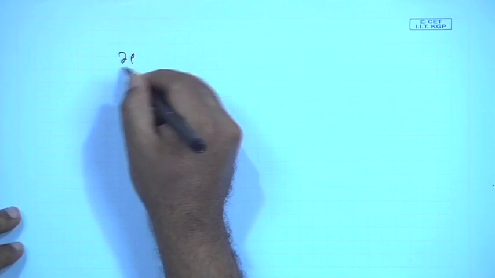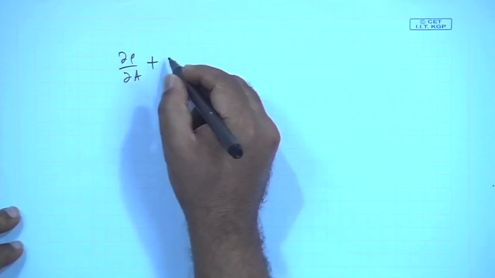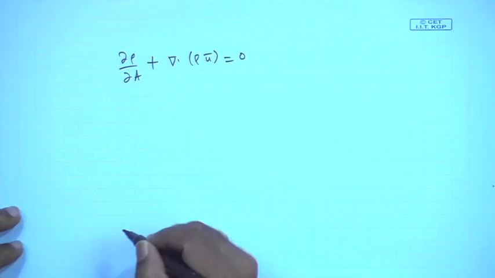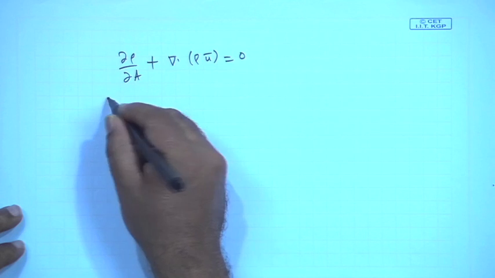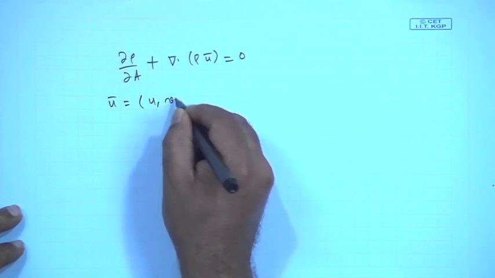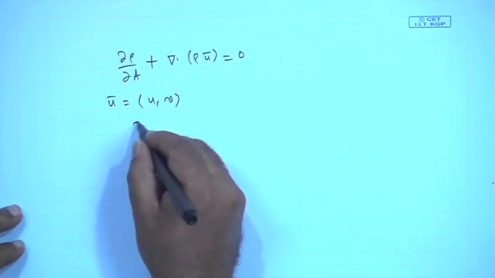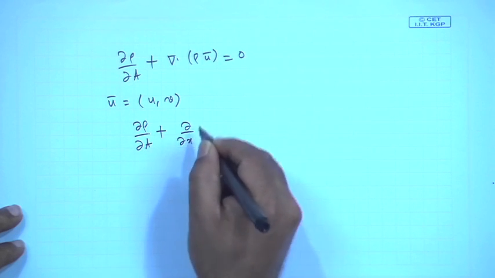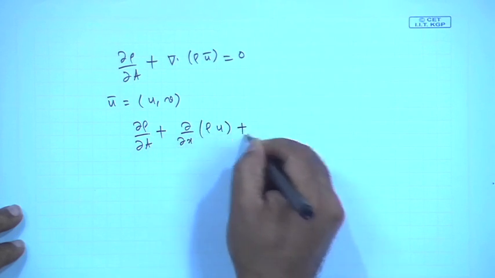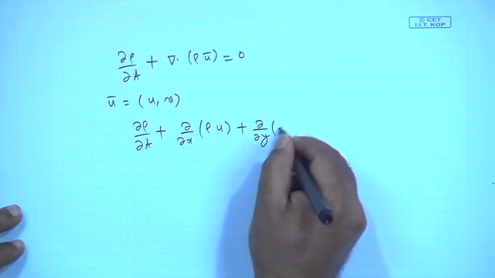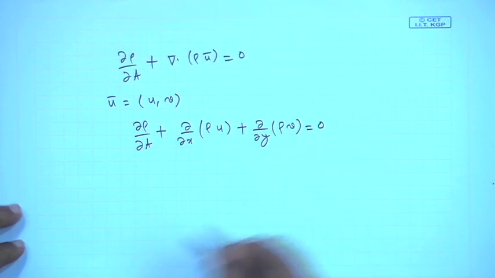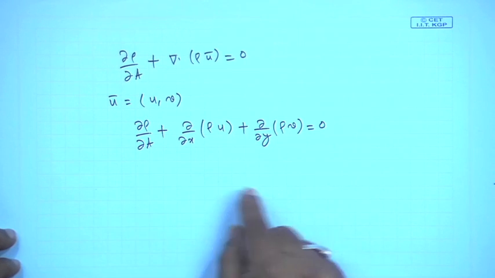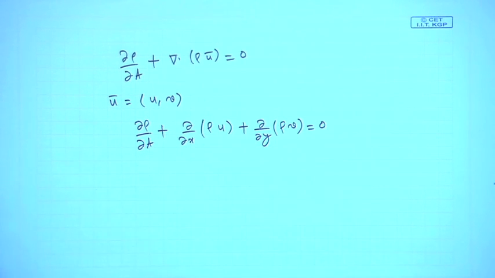This is the general form, where the density is varying. For example, let us say you have 2D. Then the above equation will be the partial derivative of rho with respect to t, plus the derivative of rho u, plus the derivative of rho v, equals 0. Correspondingly, if you have 3 dimensions or polar coordinates, one can write a similar form.